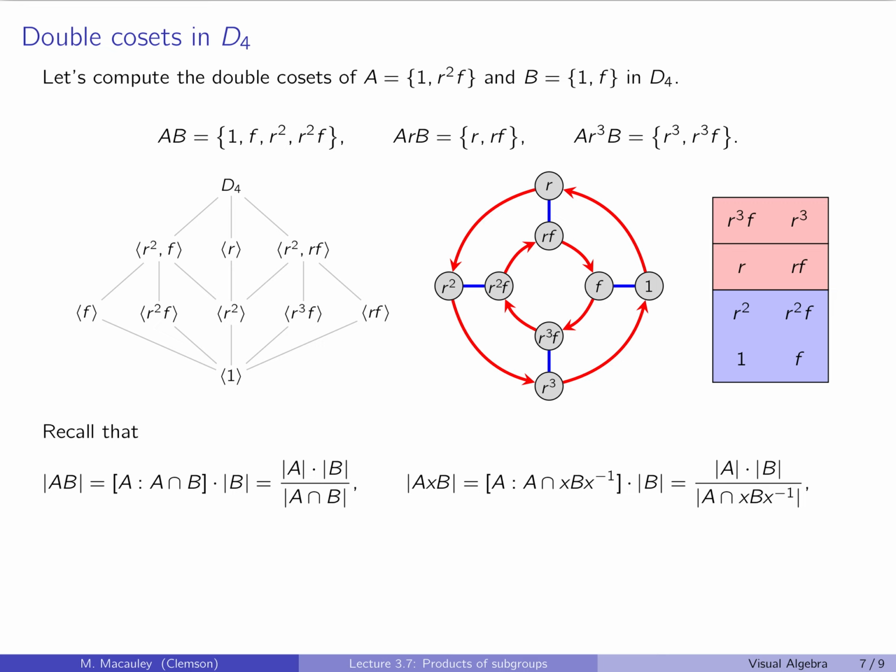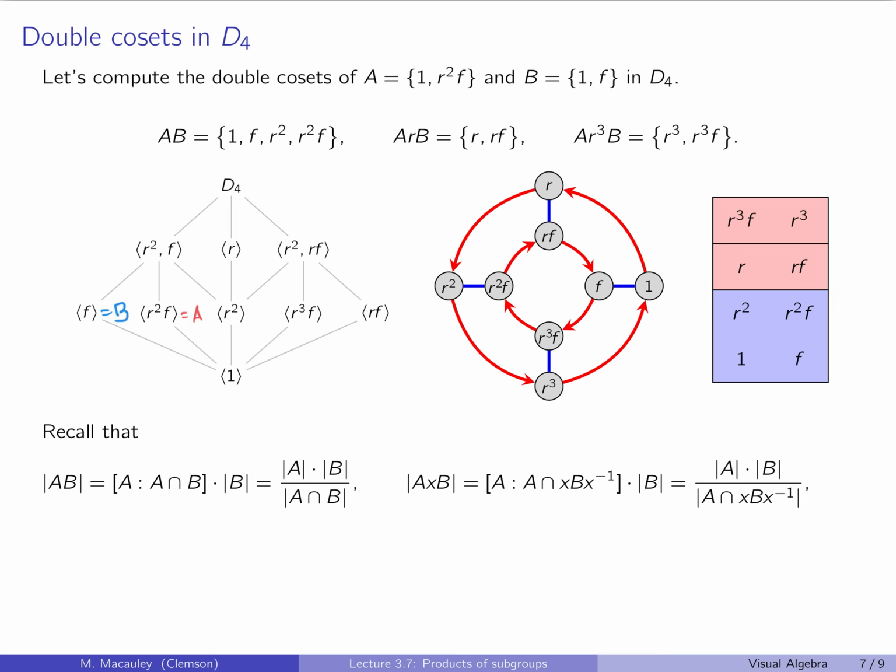Let's do this again, but now with D4. So I'm going to let A be the subgroup generated by r squared f, and B the subgroup generated by f.